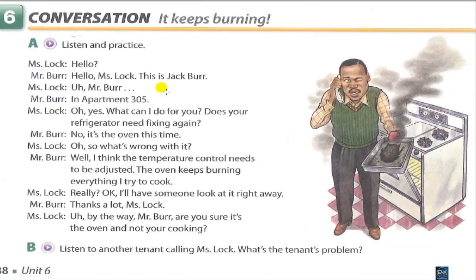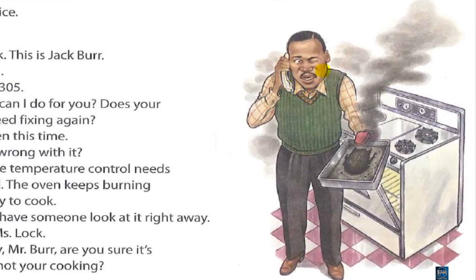Exercise number 6. Conversation. It keeps burning. Look at the picture here. What do you see? A man, and he's wearing pants, brown shoes, shirt. This is gloves, a glove, and what's this? A tray.